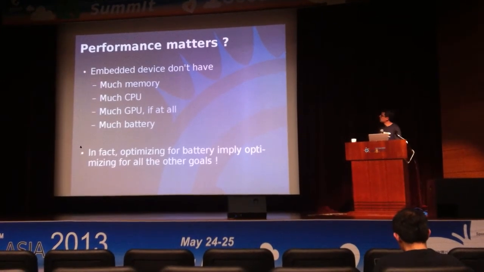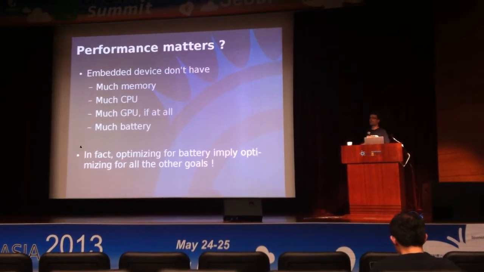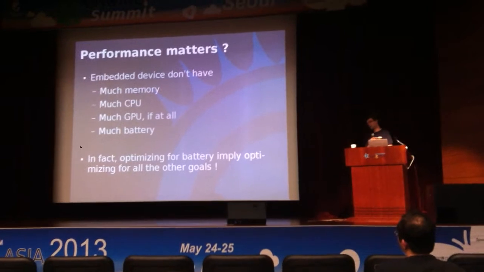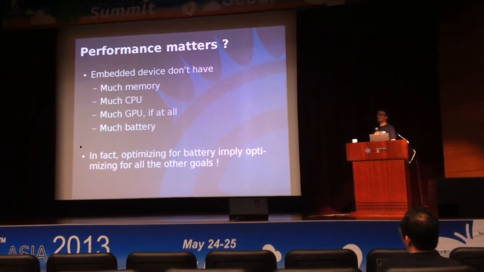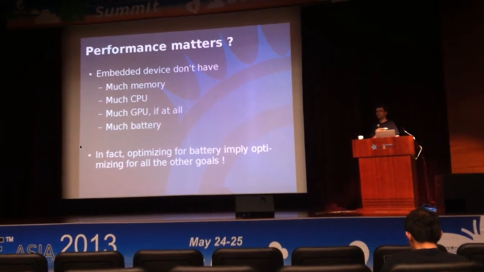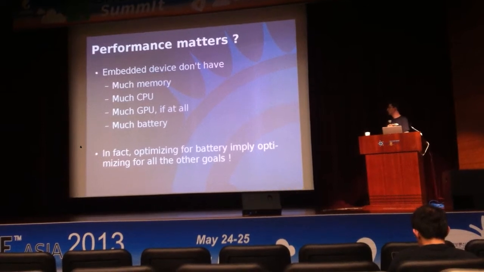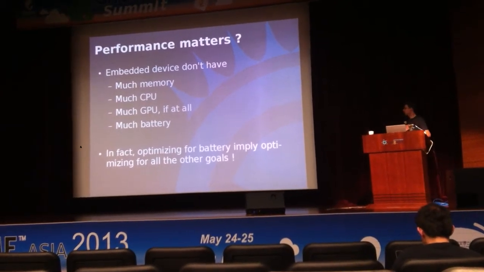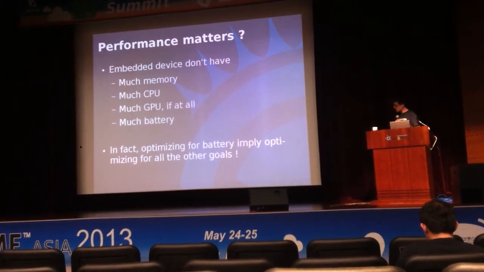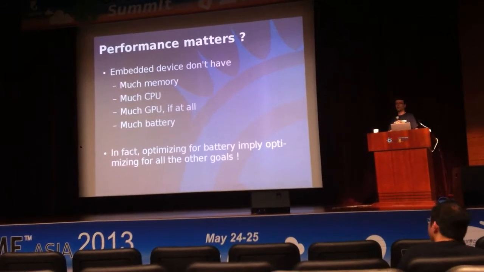So, what is the matter with embedded devices? Something we have found in our work is that we don't have much memory, we don't have much CPU, not much GPU also, and the main point is we don't have much battery. That is the main issue. In fact, when you optimize for battery, you optimize for all the other things at the same time. There is a direct link between our power consumption and the performance of the software itself.